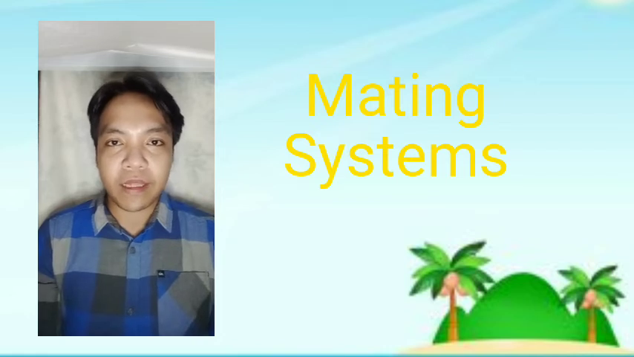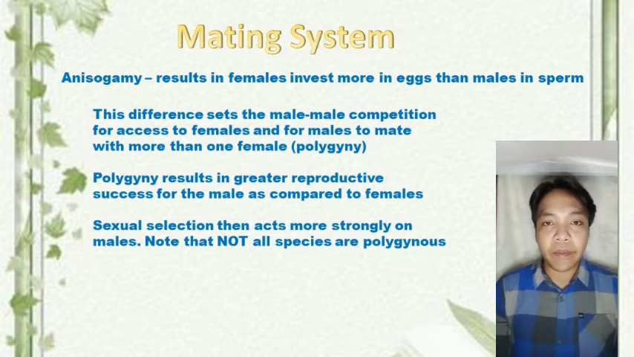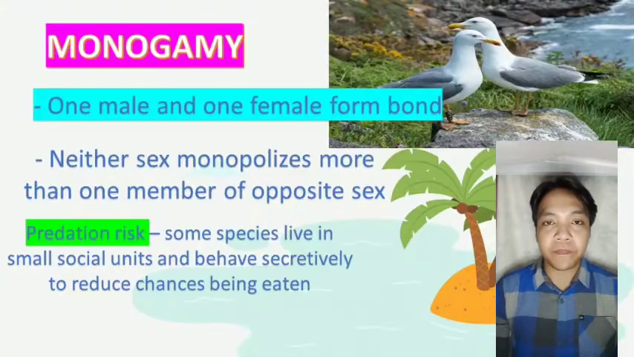In this video assignment, I will be explaining about mating system. Mating system describes how males and females pair when choosing a mate. Males and females differ greatly in the investment each makes to reproduce and may therefore approach mating with differing strategies. There are basically three types of mating system: monogamy, polygamy, and promiscuity.